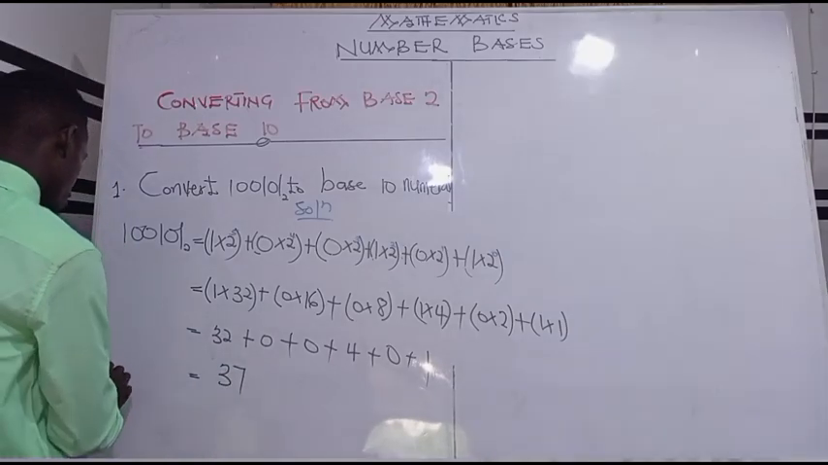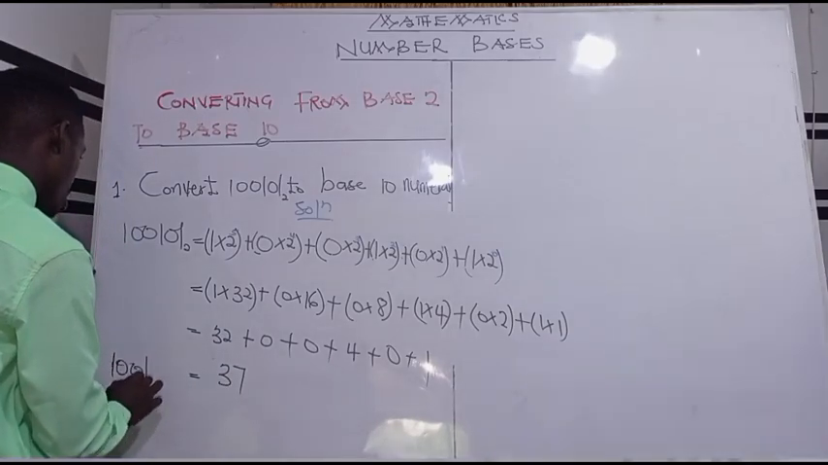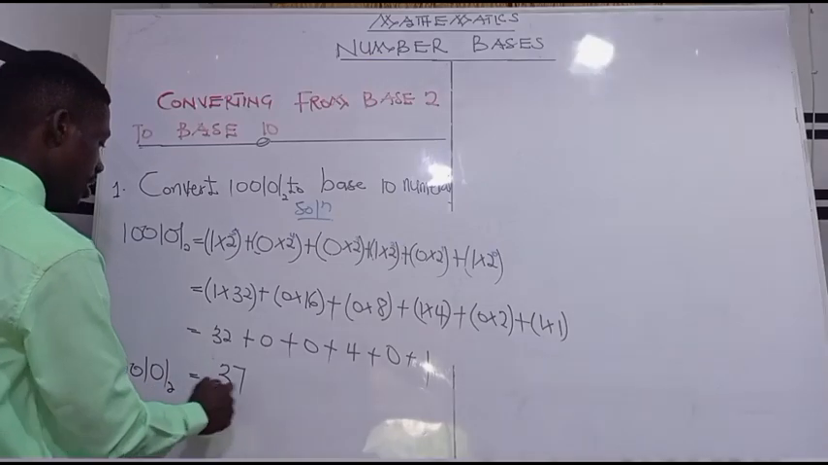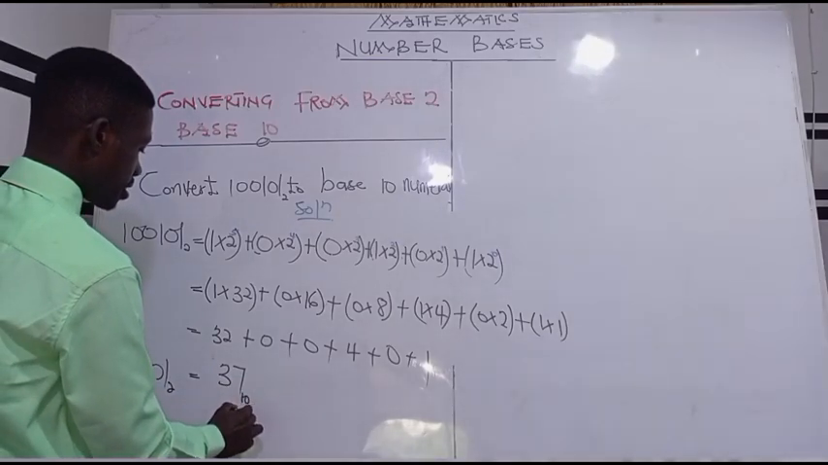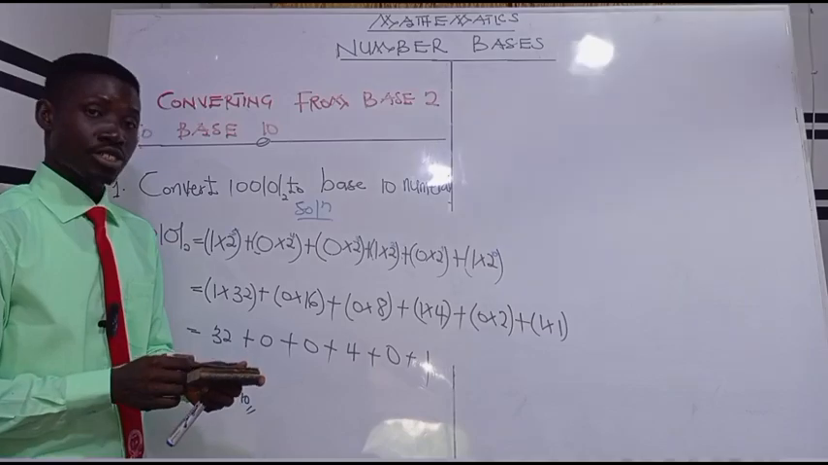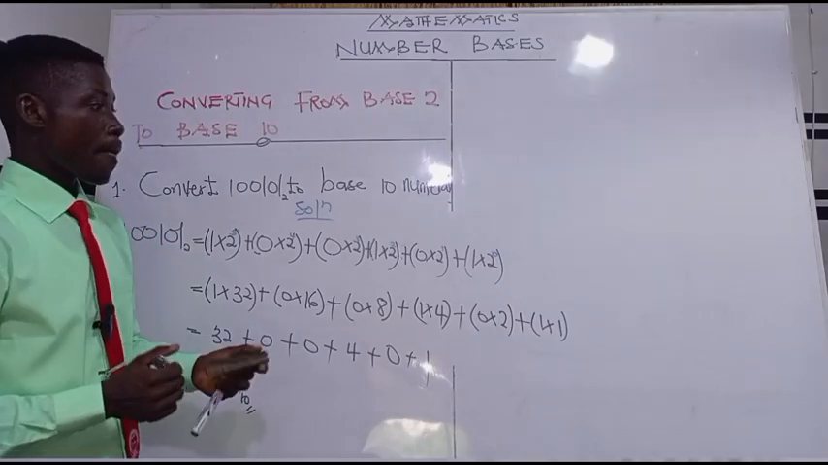So therefore we can conclude and say that 10101 base 2 is equal to 37 base 10. I guess you have this number.